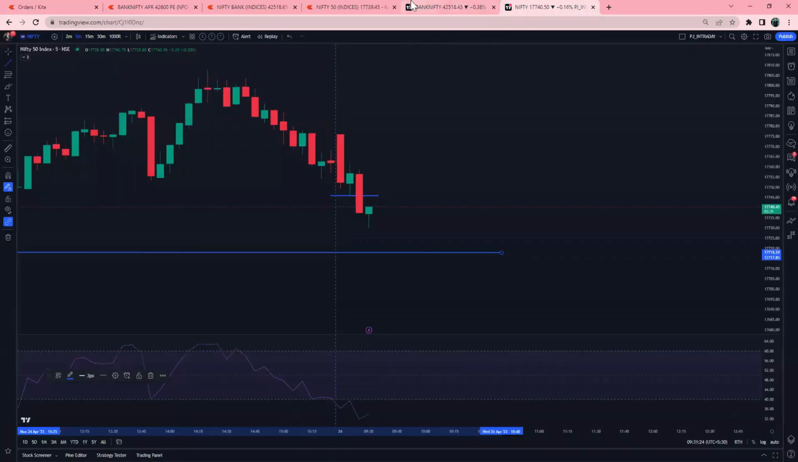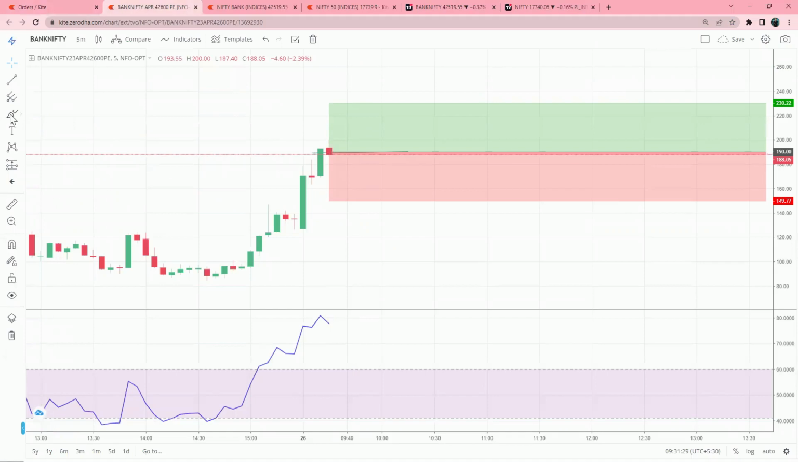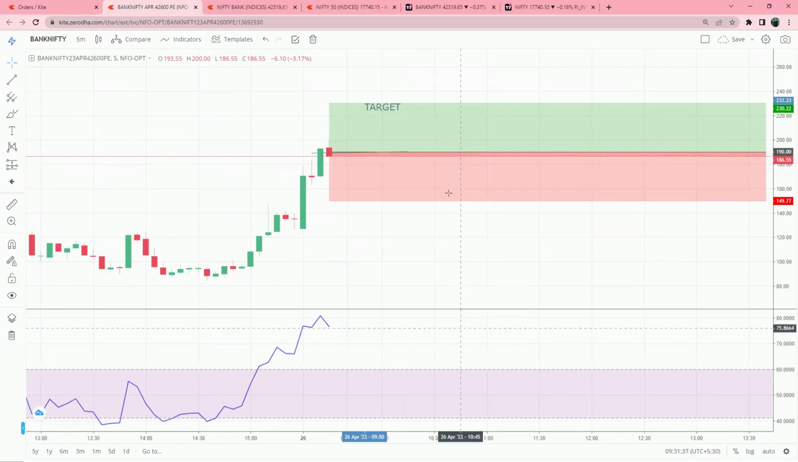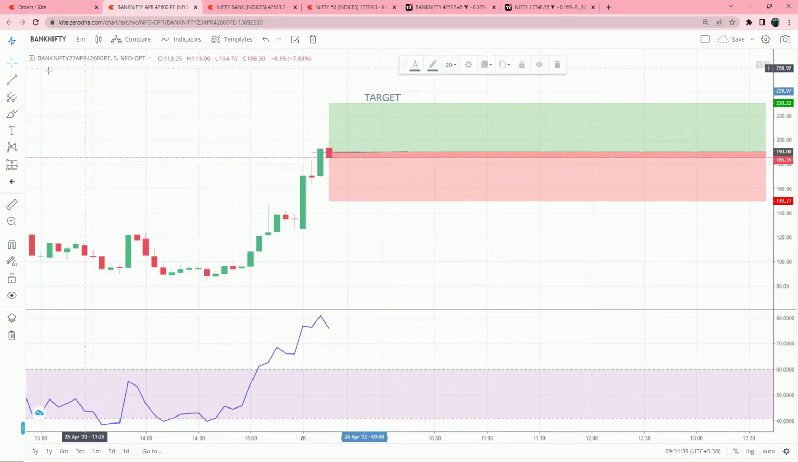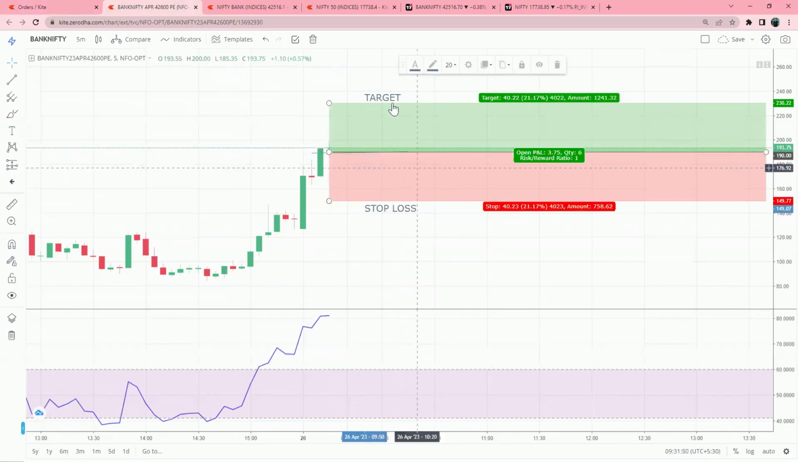Where you want to keep a stop loss and a target, likewise, like how I showed you here. Let's say I want to keep a stop loss and a target here. So this is going to be my target, and this is going to be my stop loss. Okay, 40 point stop loss, 40 point target.